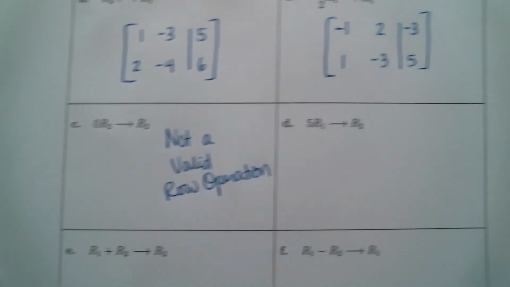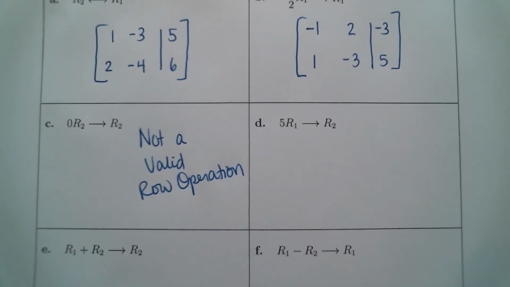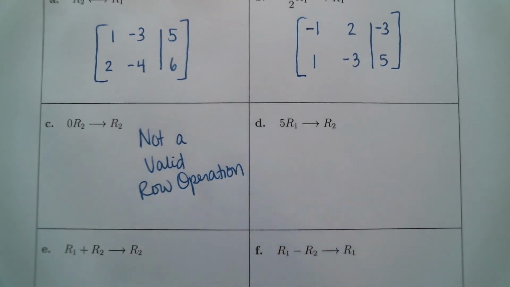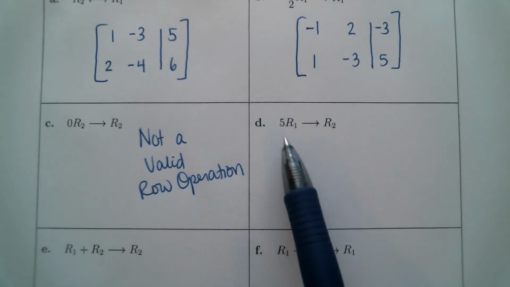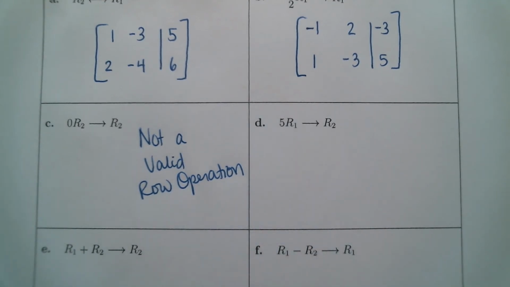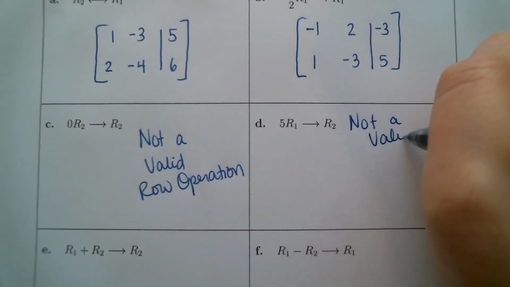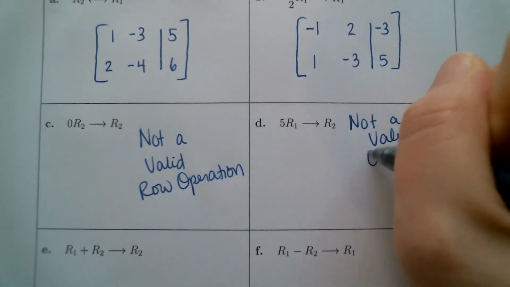Okay, D. Are you allowed to take the original augmented matrix and do 5 times row 1 becomes row 2? This is not valid. Yes, you're allowed to take row 1 and multiply it by 5, but that would have to replace row 1. It cannot replace row 2. You could have also done 5 times row 2 becomes row 2. But as it's written, this is not a valid row operation.